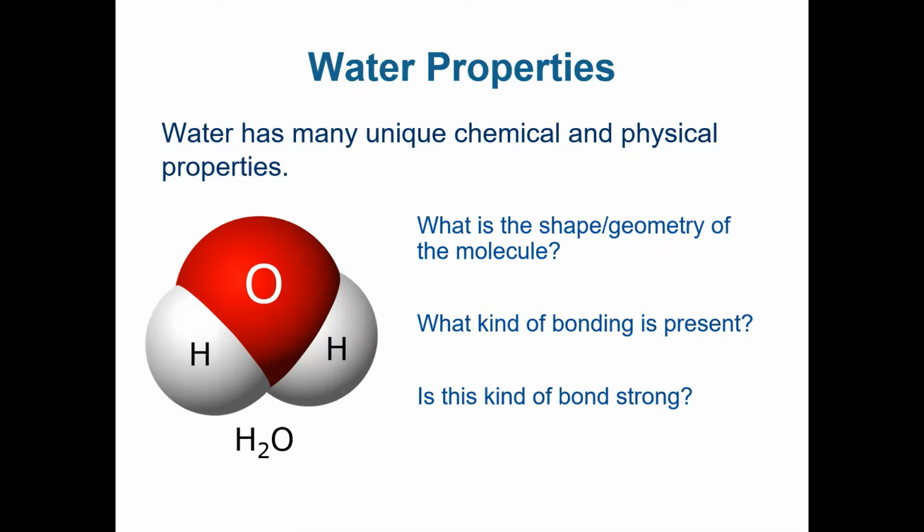So you can see there is the water molecule. As everybody knows, water is comprised of H2O, and you can see the water molecule there. The oxygen is connected to 2 hydrogens. What is the geometry? This is a bent molecule. What kind of bonding is present? And is this kind of bond strong? I'm going to show you on the next slide.